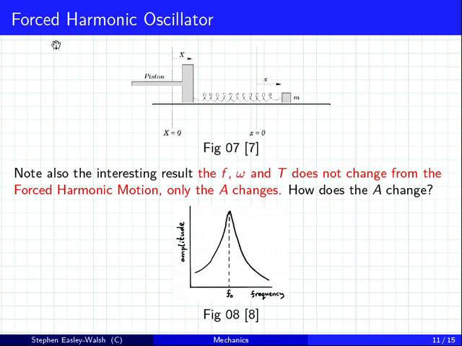And this situation is what's called the forced harmonic oscillator, because one system is forcing motion onto the other.